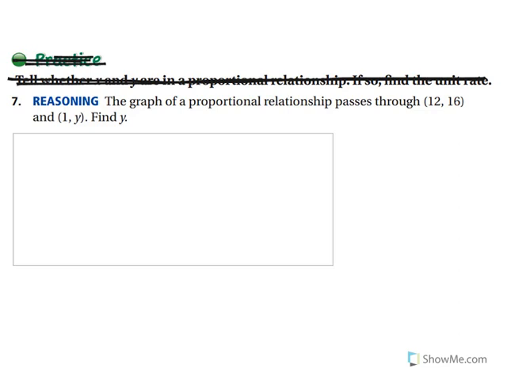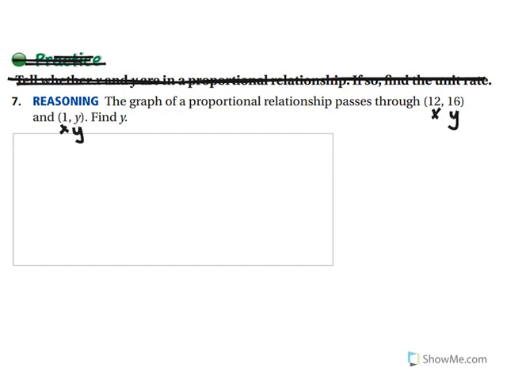It says the graph of a proportional relationship passes through 12, 16, that's x, y, and 1, y, again that's x, y, right? And it says find y. Now, I'm going to see if any of you can figure this out. It's very possible you're going to get yourself lost on here.